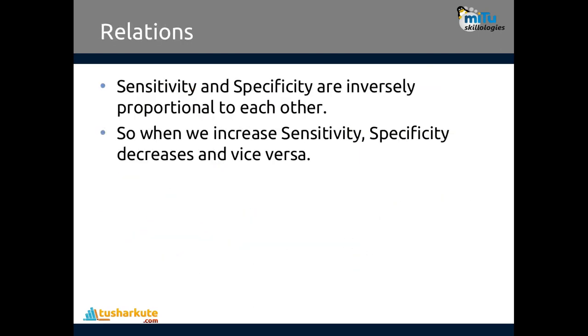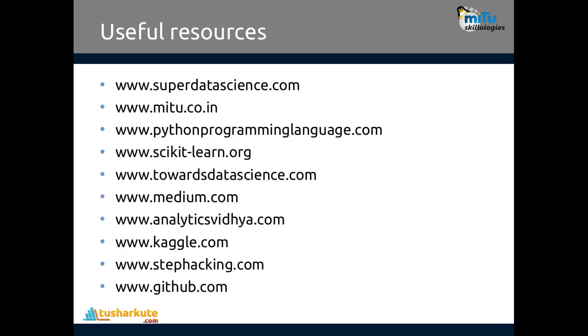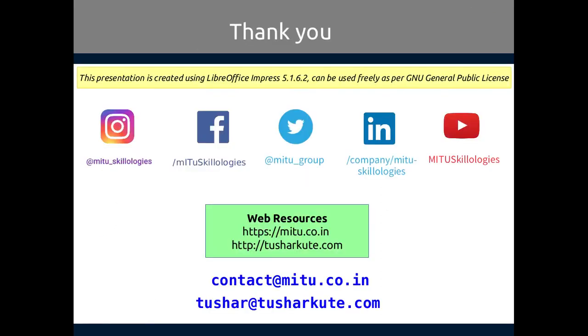Now, relations: sensitivity and specificity are inversely proportional to each other. Remember, when sensitivity increases, specificity decreases, and vice versa. So to identify how good a classifier is, these particular parameters can be used to characterize your classifier, whether you have to choose this classifier for this particular algorithm or not. You can make use of these resources for understanding logistic regression in more detail.